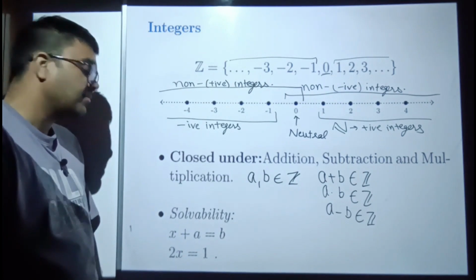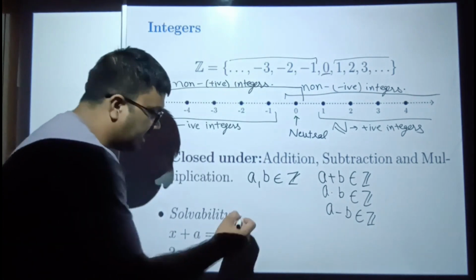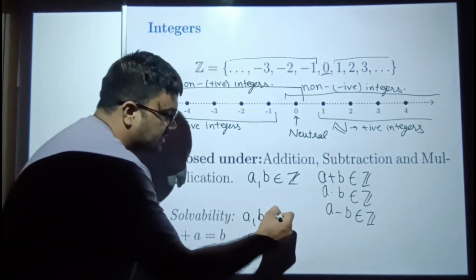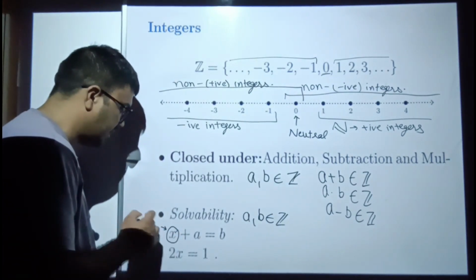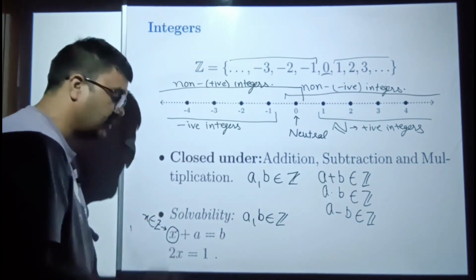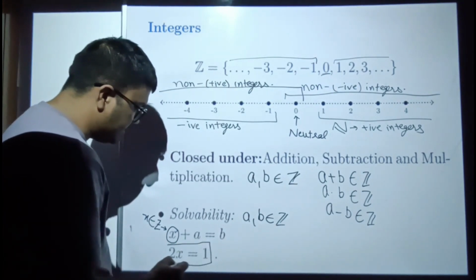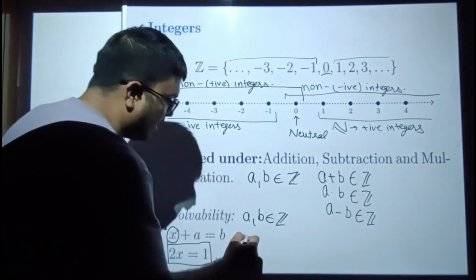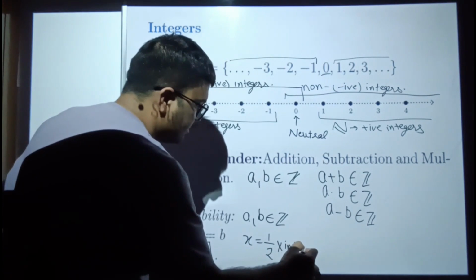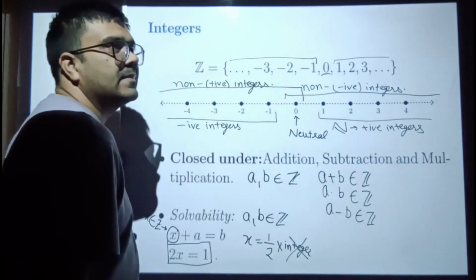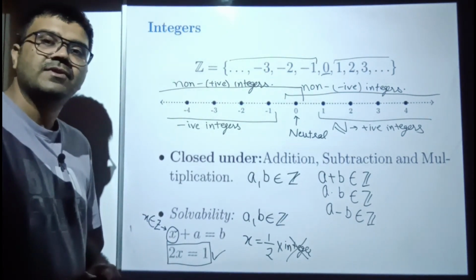Next we can see that if we have any equation of the form x plus a is equal to b, where a and b are integers, then the solution x will also belong to the integers. X is also an integer. But if we talk about equations of the form 2x is equal to 1, then the value of x we obtain is 1 by 2, and this is not an integer. It means that integers are not sufficient to solve this kind of equation.